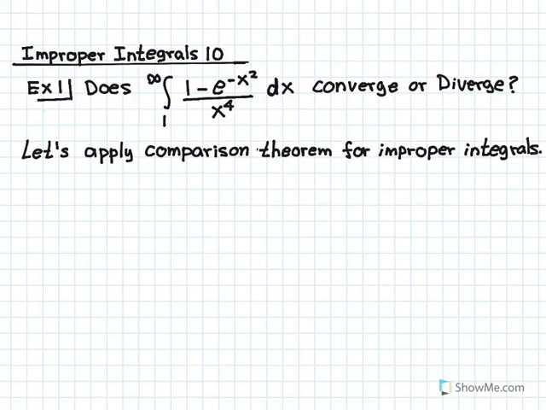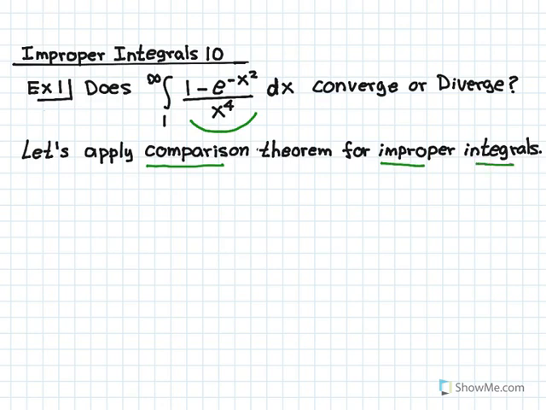In this video, we're going to apply the comparison theorem for improper integrals to show whether the integral from 1 to infinity of (1 minus e to the minus x squared) divided by x to the fourth, integrated with respect to x, converges or diverges. We're going to apply the comparison theorem for improper integrals to answer this question.